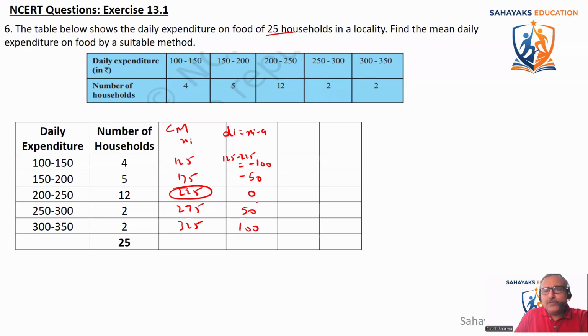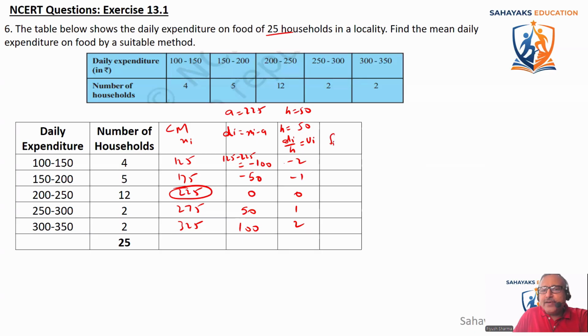Now we'll divide the entire values by a common factor, and we'll call that common factor h. So we'll take h as 50. I'll just write h is equal to 50, and a we assumed as 225. That's required for computation at the end. Now we're going to find di divided by h, and we'll call it ui. So we divide it. It comes as minus 2, minus 1, 0, 1, and 2.